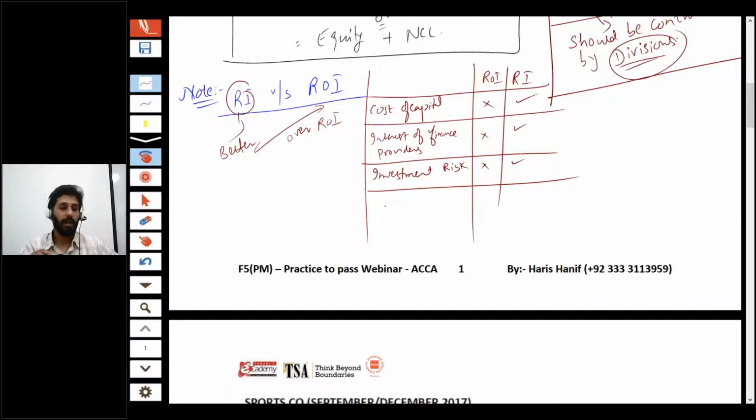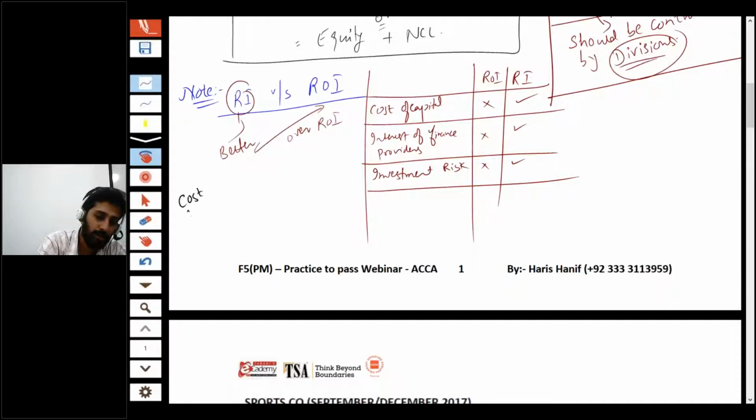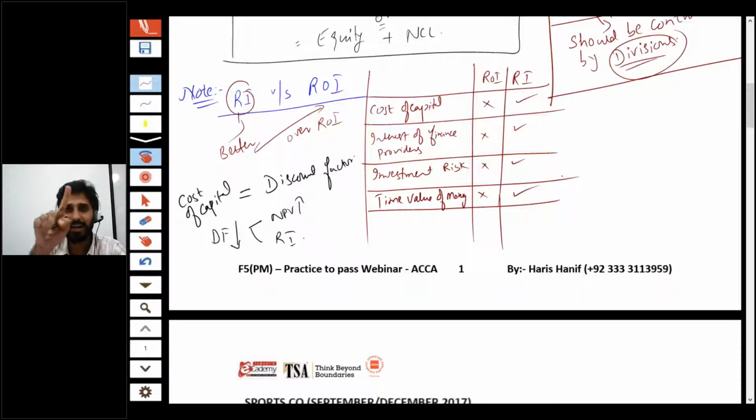One thing I am writing in black: this cost of capital is actually the discount factor. And if my discount factor is low, that means my net present value would be high. A lower discount factor would increase the net present value, and similarly RI as well. So this is the concept of time value of money. ROI gives no consideration to it; RI does consider it.